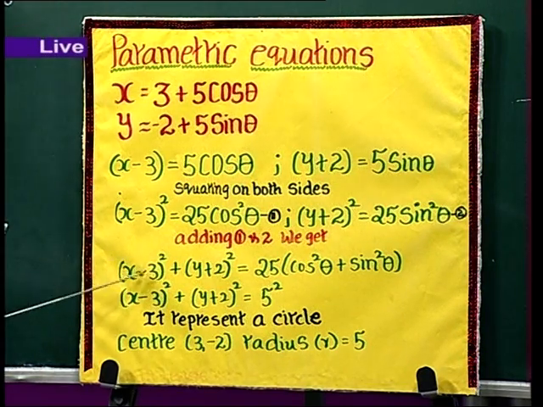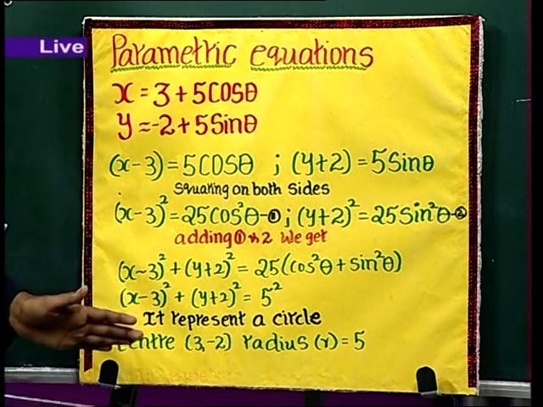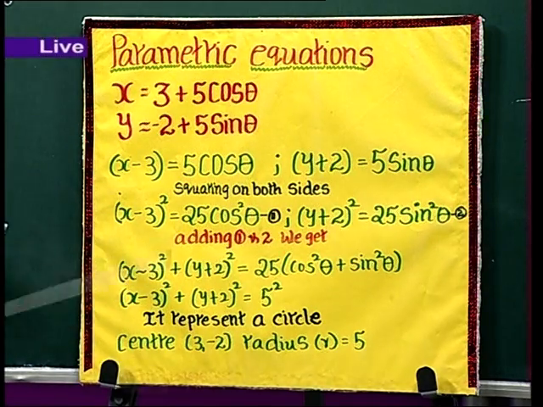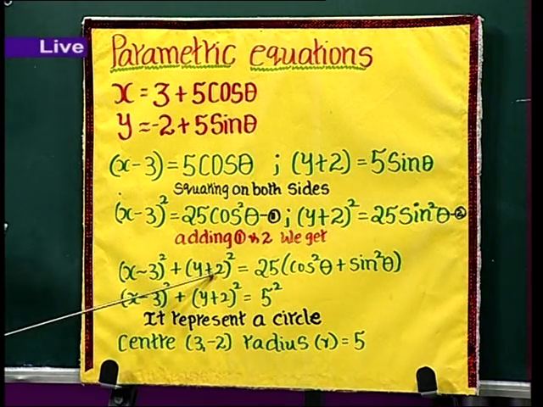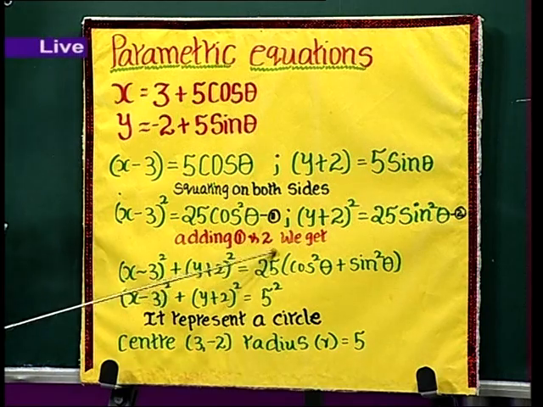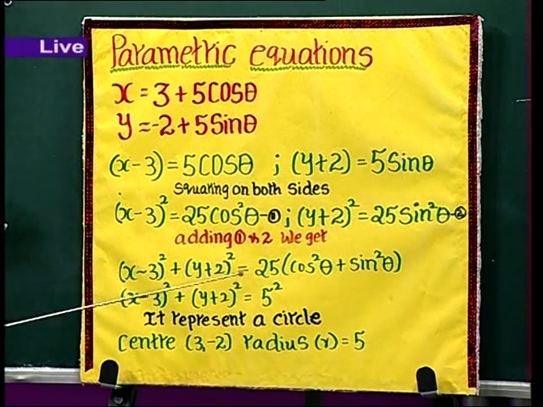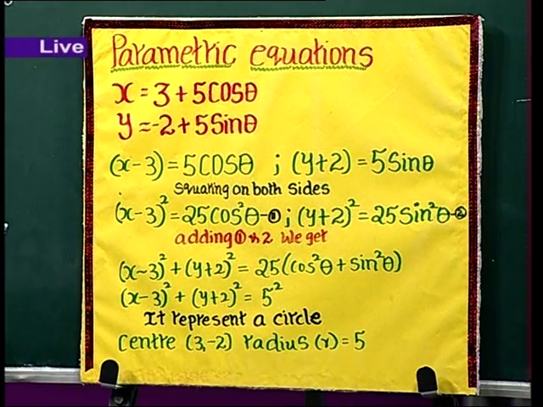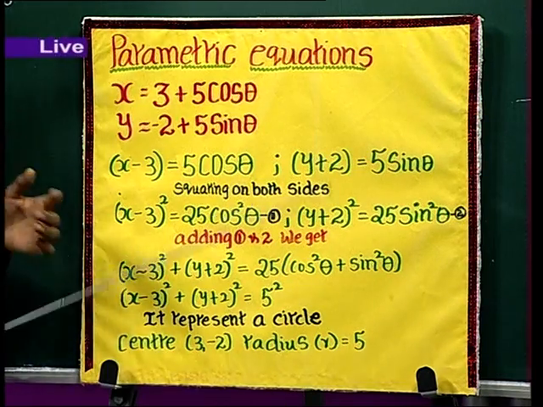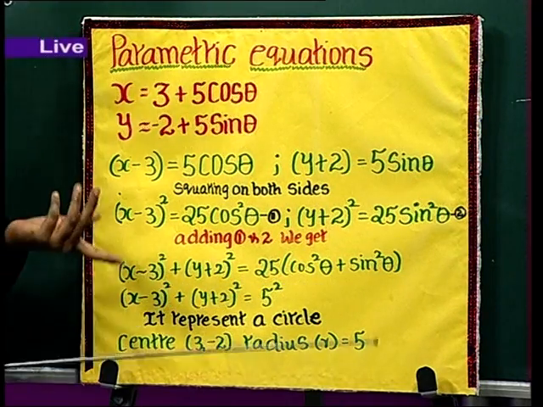By adding, we add LHS to LHS and RHS terms to RHS. Then x minus 3 whole square plus y plus 2 whole square is equal to, here we take 25 as common because it is in both the terms. So, 25 times cos square theta plus sin square theta. Here cos square theta plus sin square theta is equal to 1, so 25 into 1 is 25.